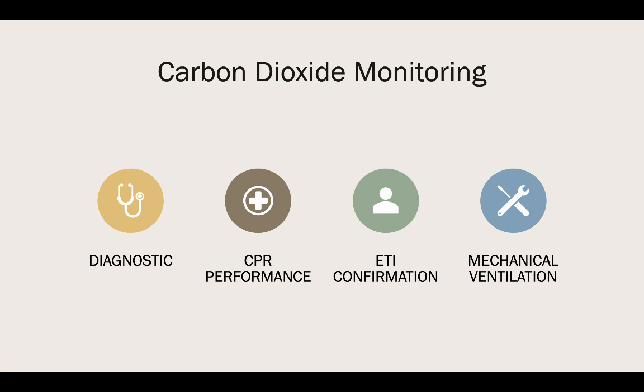So if we're doing compressions very well, carbon dioxide readings in capnography will increase. We can use it for endotracheal intubation confirmation. So not only do we have lung sounds bilaterally and no epigastric sounds, but my capnography waveform is normal and I'm getting a good capnography reading. And when we have a patient on mechanical ventilation on our ventilator, we're definitely going to be monitoring our carbon dioxide and our capnography waveforms.